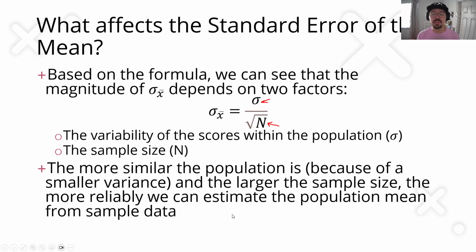So the more similar the population is, and this is a callback to measures of variability where we were introduced to variance and standard deviation, remember that when you have a larger variance and therefore a larger standard deviation, your scores are far more spread out. If you have a smaller variance and smaller standard deviation, your scores are much more likely to be closer together. So the more similar the scores are to one another, and the larger the sample size, the more reliably we can estimate the population mean from sample data.